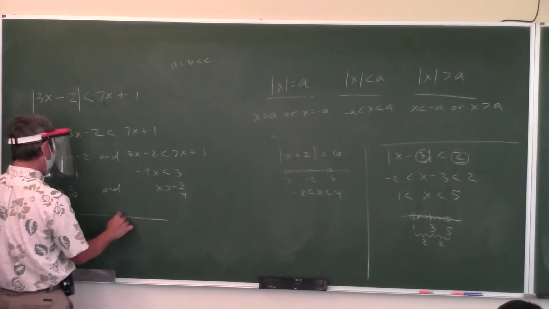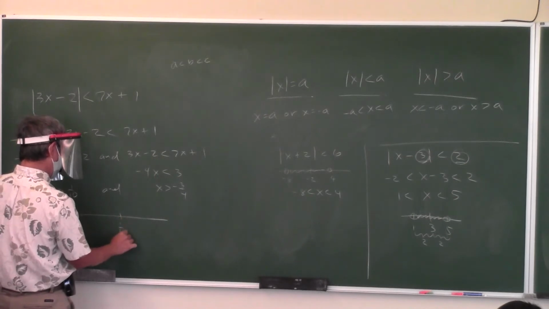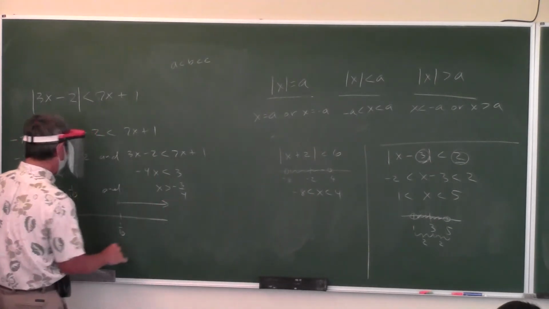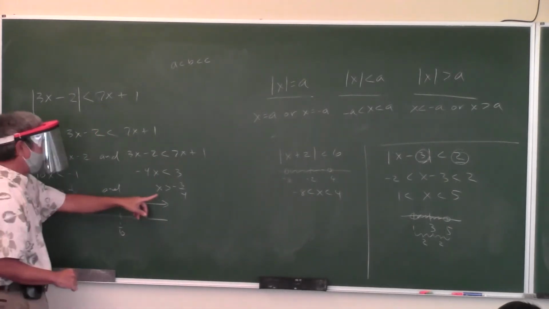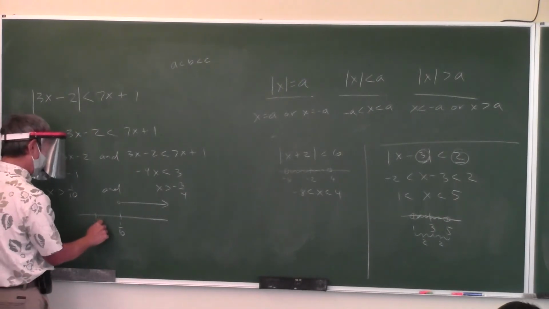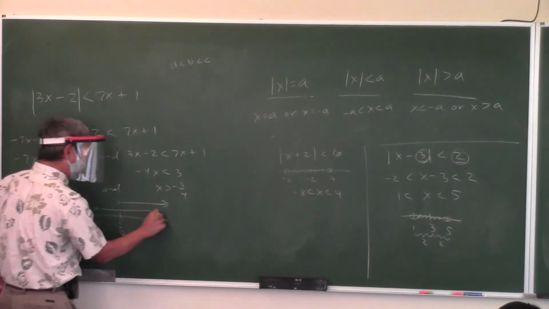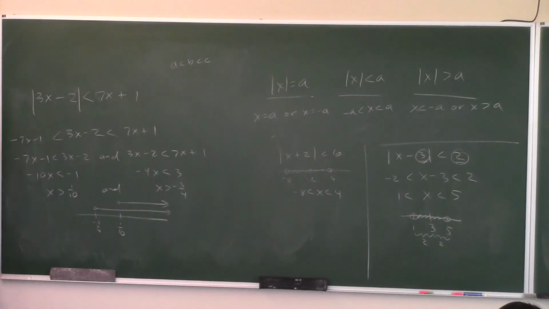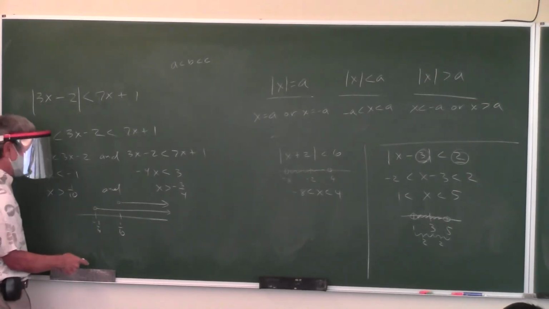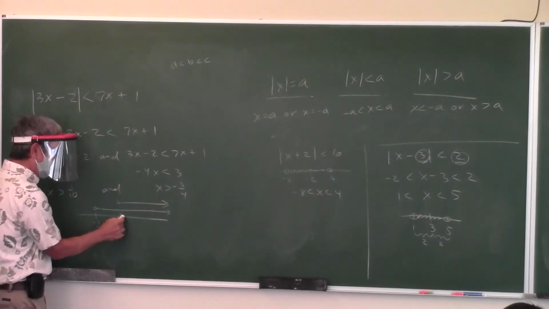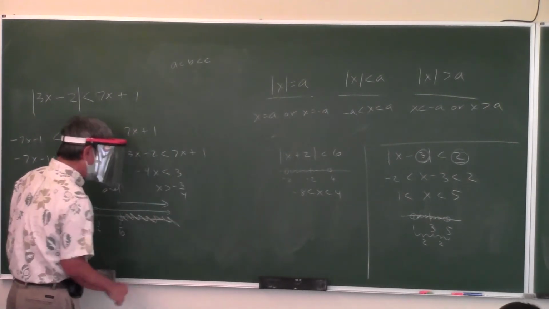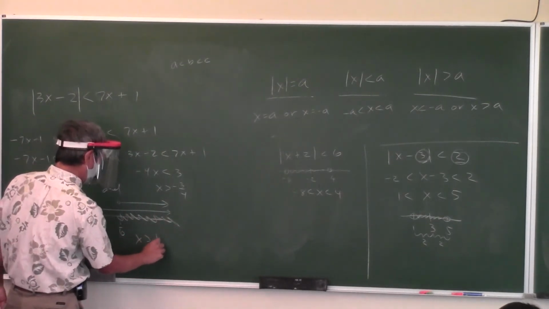How do you graph x is greater than 1/10? Wouldn't you do this? How do you graph x is greater than negative 3/4? Wouldn't you do this? Okay, so and means where they overlap, the intersection of the two. Where do these two graphs overlap? Really? x is greater than 1/10, and that's your answer.